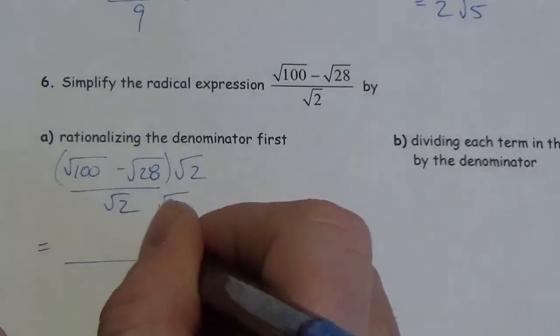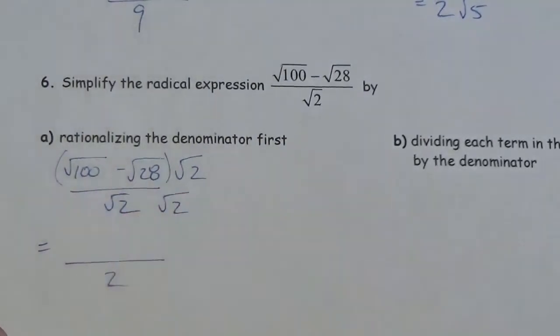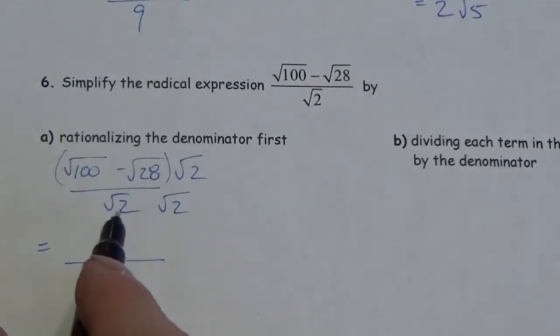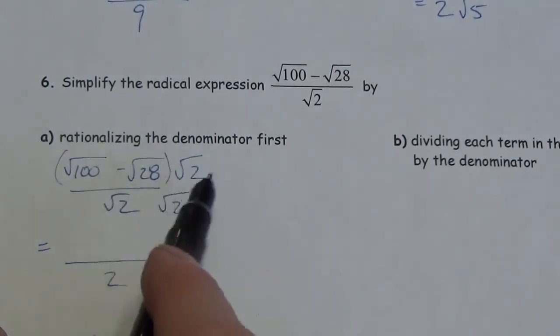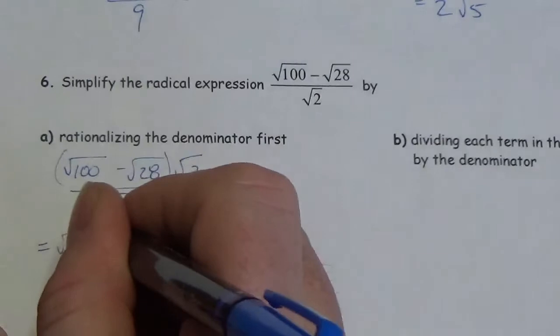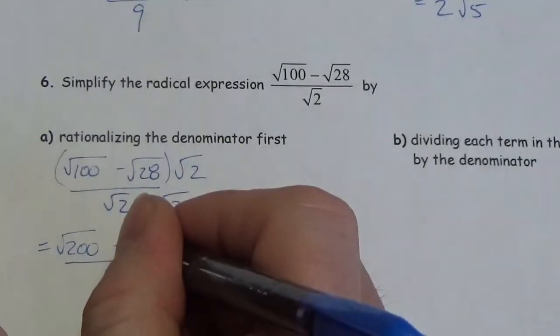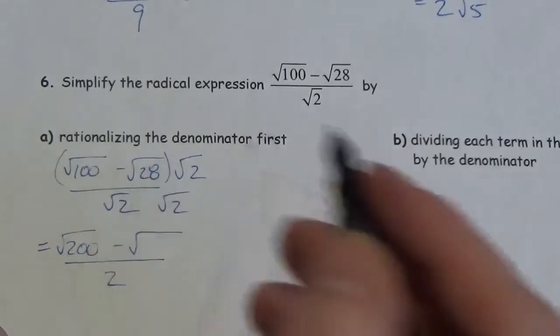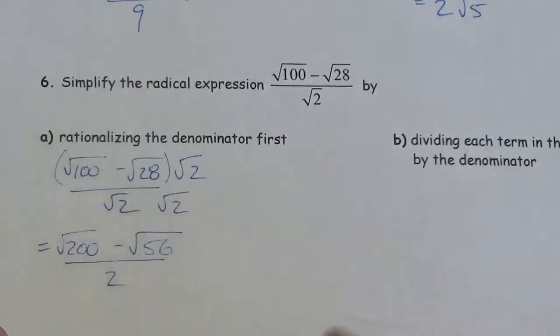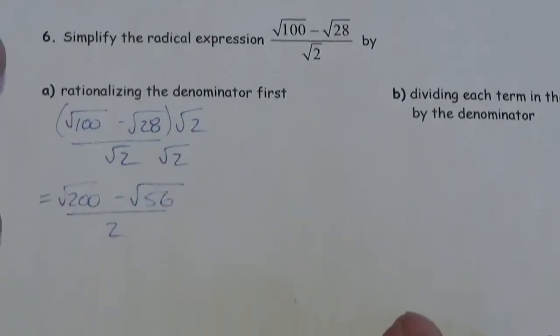So the denominator here is clearly going to become 2. Okay? Root 2 times root 2 is going to give me 2. But when you distribute this, this is going to become the square root of 200. Okay? Because you multiply the radicands together. And 2 times 28 is going to be 56. Okay, so we had to do that first, and you had to distribute the root 2 to both those terms.